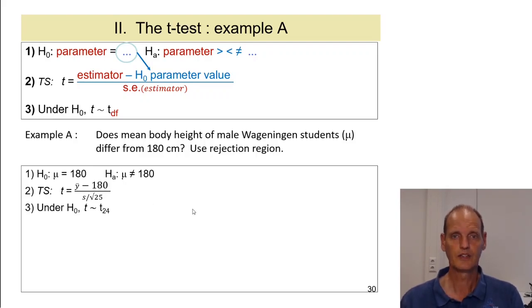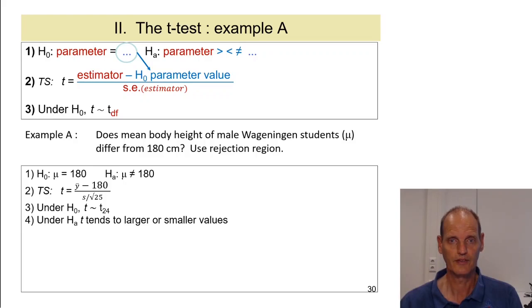Step 3. Under the null hypothesis, t follows a t24 distribution. Yeah, so you see it requires really little writing. I tried to show you how you write a t-test briefly but completely. Brief but complete, that is the idea in writing the test.